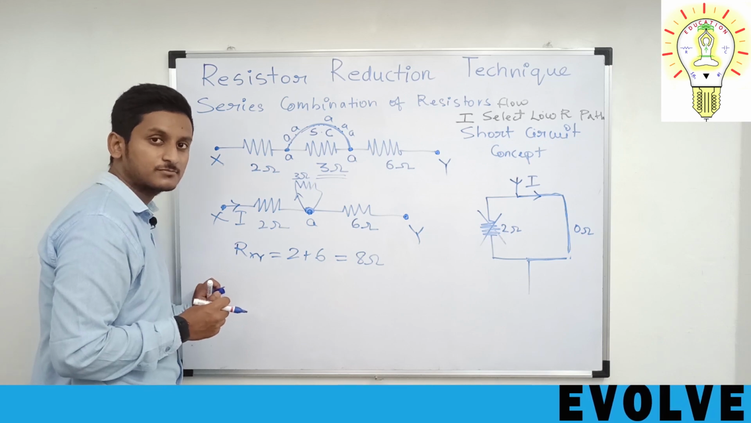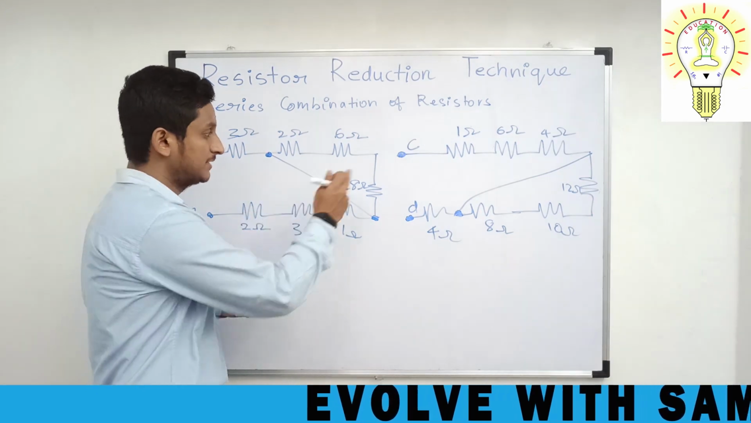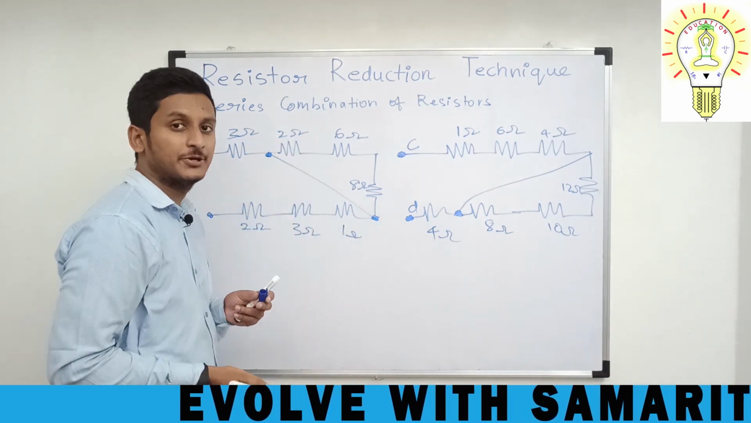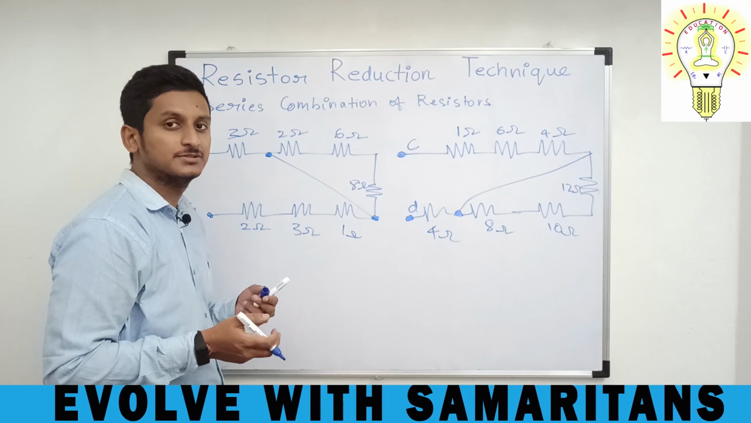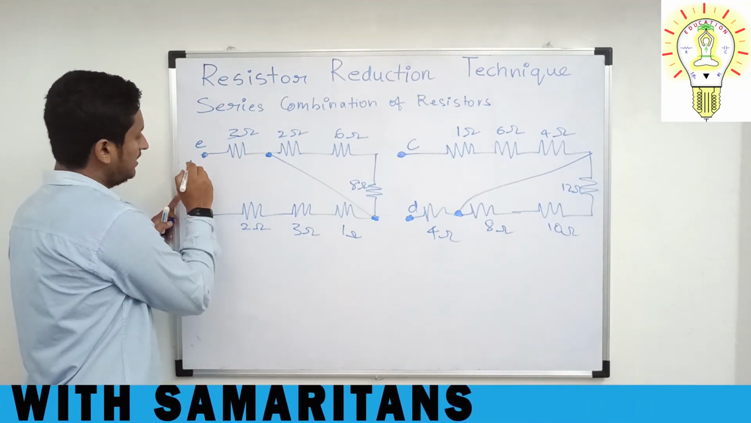Alright. So let us take one more example. Look at this. There are two examples of similar short circuit problems. You have to understand this. Okay. Now let us say I will solve this. Now there is E.